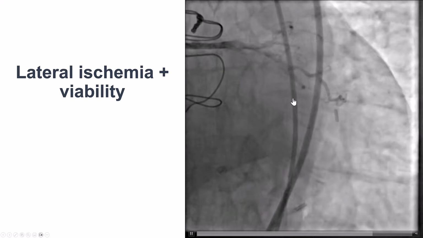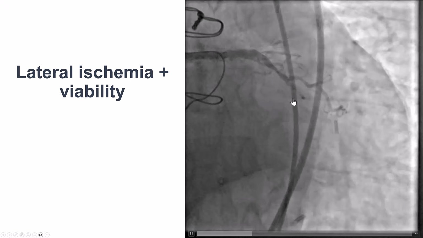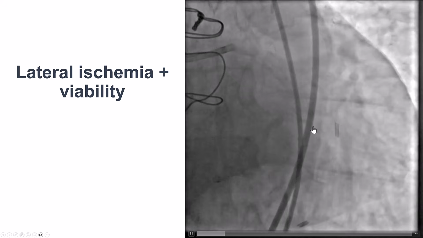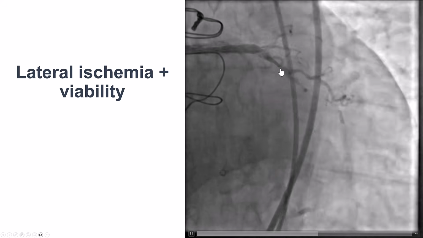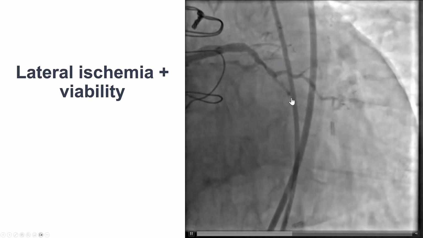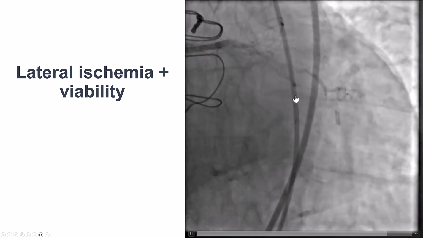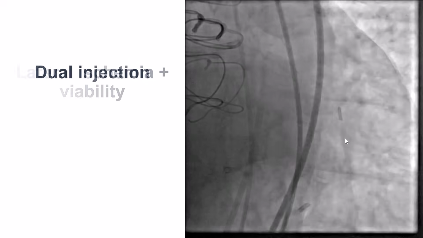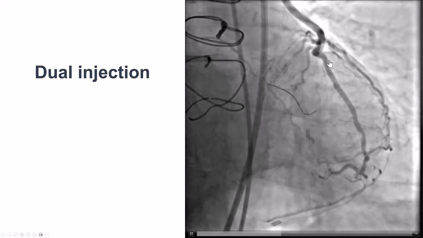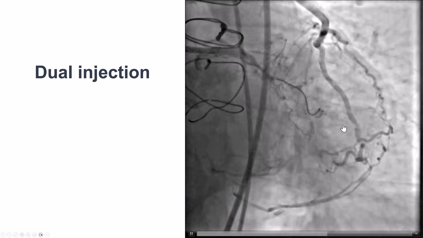And the culprit vessel in this patient who had significant angina was the circumflex. There was lateral ischemia as well as viability. The anatomy is complex. We can see there is a small first obtuse marginal, but then there is a CTO in the mid-circumflex. The distal vessel is not visualized here because it was filling through epicardial collaterals from the LAD that was filling from the LIMA.